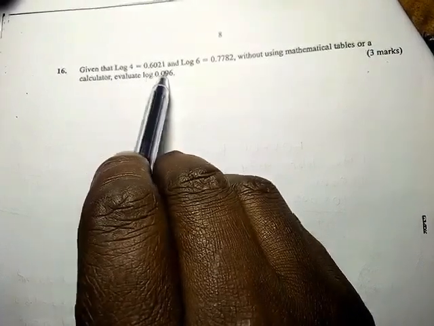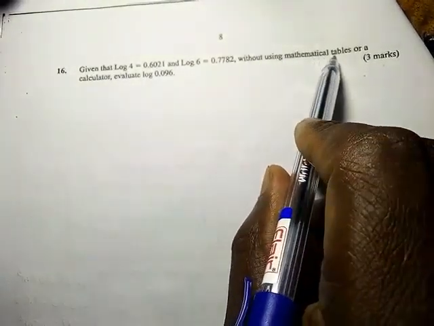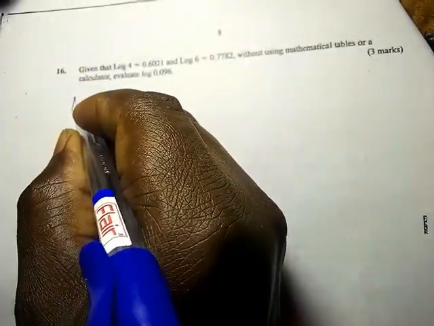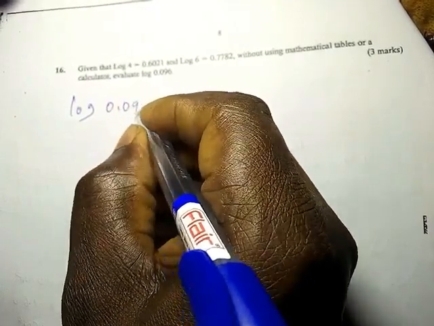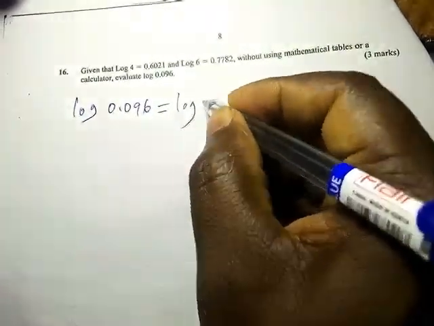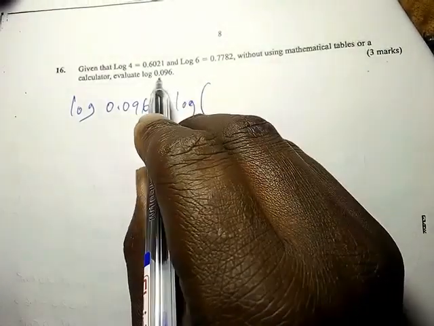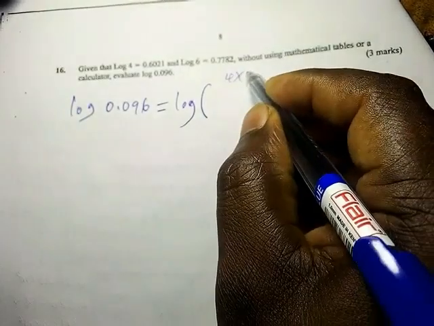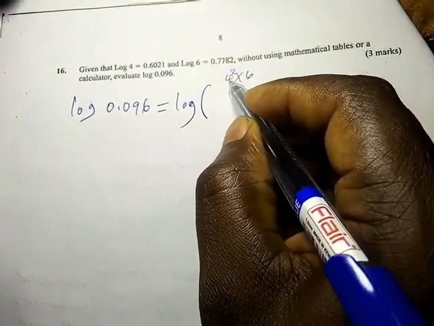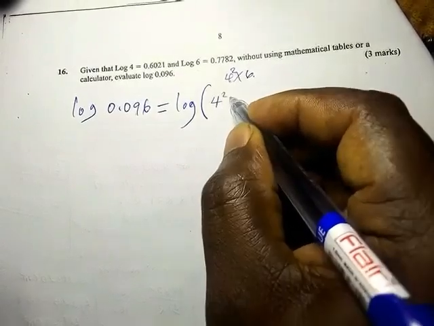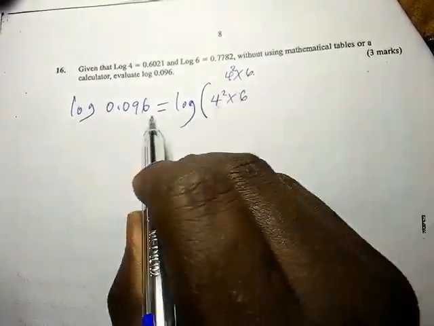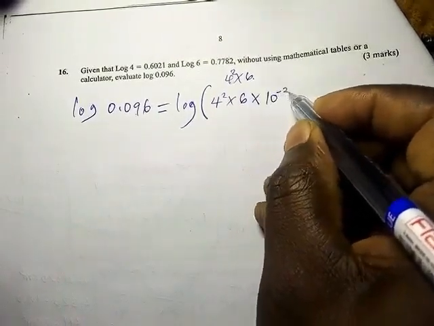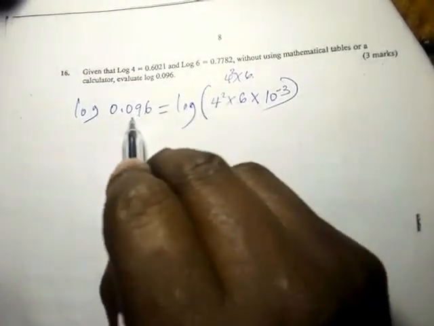Given log 4 is this, log 6 is this. Without using a mathematical table or a calculator, evaluate log 0.096. So log 0.096 will be the same as log of, remember to get 96, it is 4 times 4 times 6, 4 squared times 6. But because we have 3 decimal places, we will multiply this times 10 raised to the power negative 3.